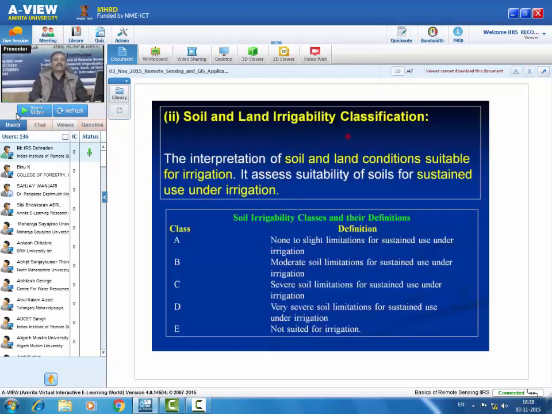Soil and land irrigability: we want to assess whether our land is suitable for irrigation or not. For that we use the soil irrigability classification. Soil is classified into A, B, C, D, E, five irrigability classes, depending on soil depth, soil texture, and chemical and physical properties of the soils. On the basis of that, we classify the soil into five irrigability classes.